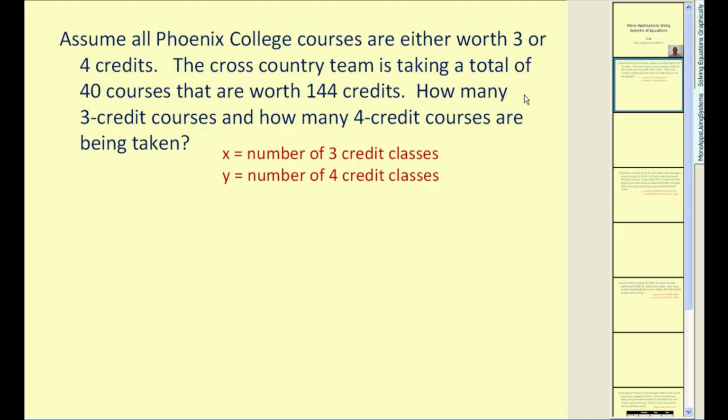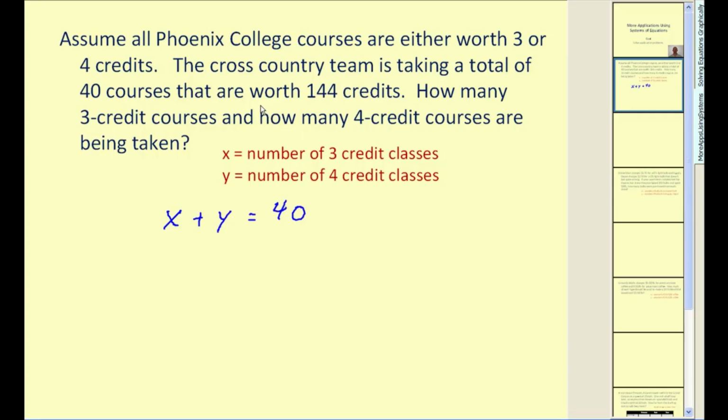So the first thing is we need to identify our unknowns. Let's let x equal the number of 3-credit classes and y equal the number of 4-credit classes. The first thing we need to recognize here is that the team is taking a total of 40 courses. Therefore, our first equation would have to be x plus y must equal 40.